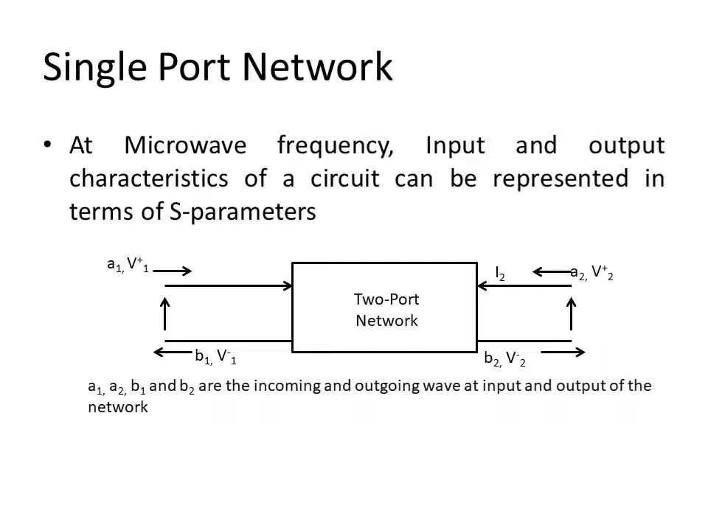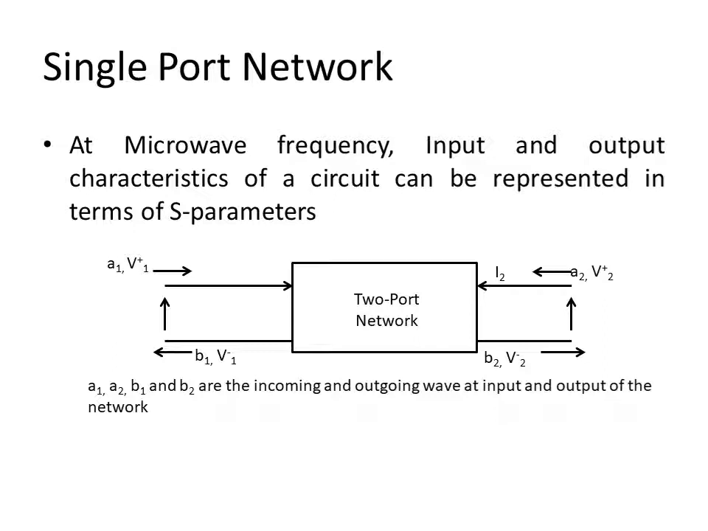Basically, at microwave frequency, the input and output characteristics of a circuit can be represented in terms of S parameters. In the case of the S parameter, we represent the input and output of a network in terms of power. You see at the bottom of the slide, A1, A2, B1, B2 are the incoming and outgoing waves at the input and output of the network. Outgoing waves are basically power because here the signal is propagating in the network.